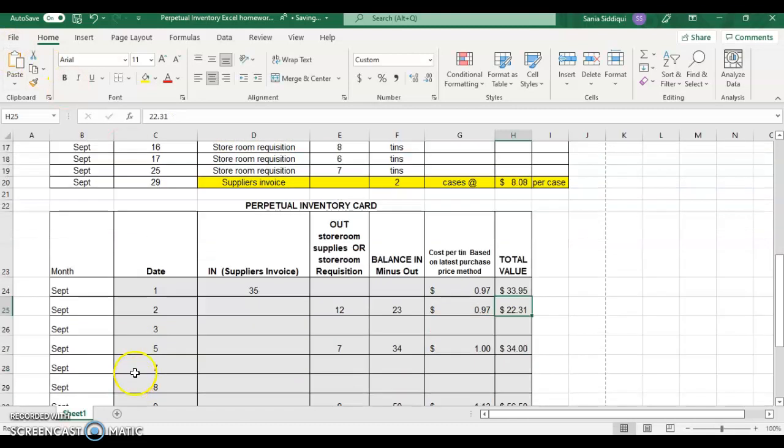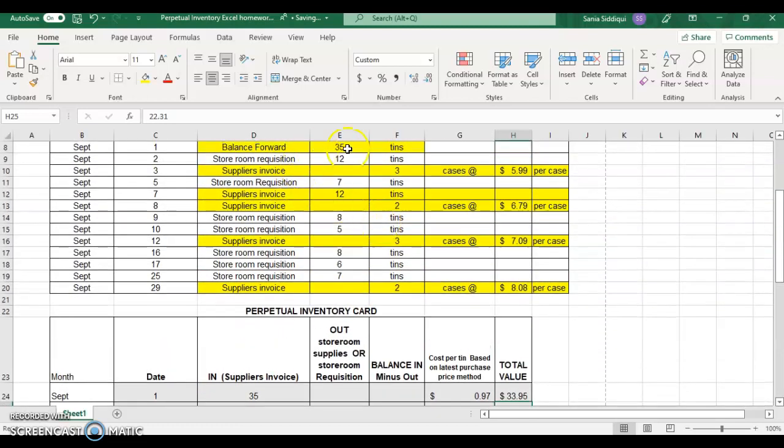Then on September 2nd, we lose about 12 cans, and our balance is 23 cans. And since the cost per tin doesn't change, our total value is $22.31, since we would multiply 0.97 by 23. Then on September 3rd, we have about 3 new cans come in.